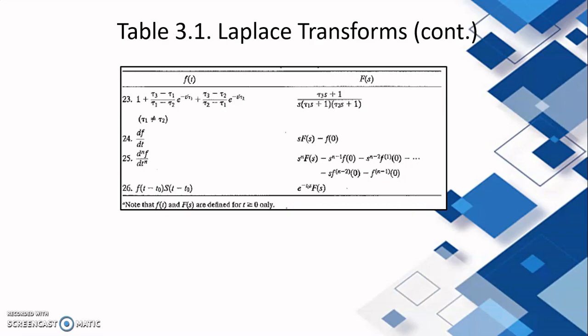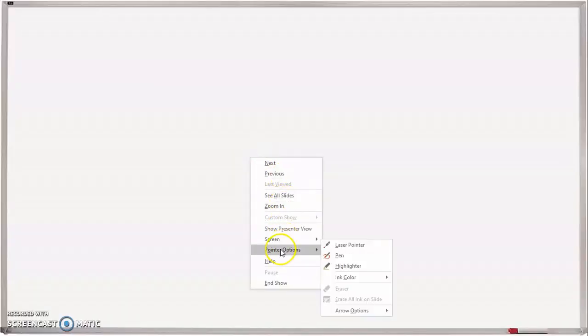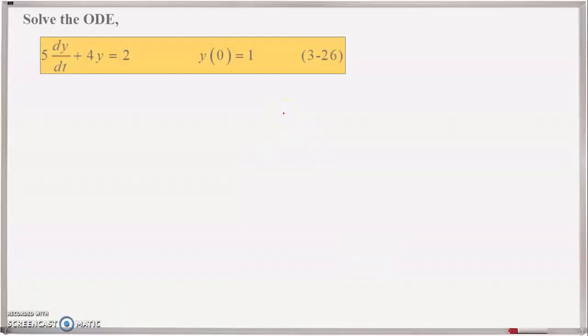Okay, so we have about 26 expression. So let's look at this example. For example, we have this function 5 dy over dt plus 4y equivalent to 2. And we have this initial condition where at t equals 0, the function y is equivalent to 1. So how do we solve this expression in control system?